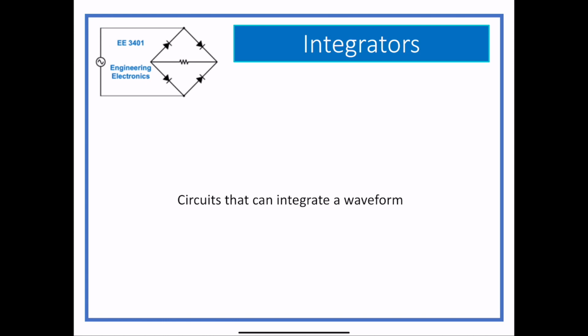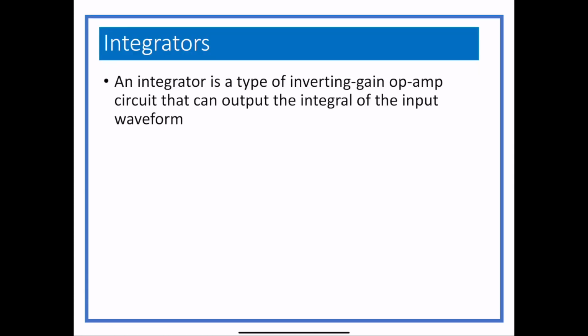An integrator is also a type of inverting gain op-amp circuit. So it follows the same exact pattern as what we started with. It's going to have some impedance in the feedback path and some impedance in the input. If you input a sine wave, you'll get out a cosine wave, which is not all that exciting. It's just a sine wave that's shifted by 90 degrees. So that's not so cool.